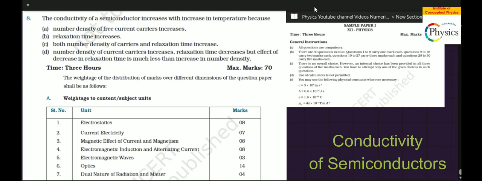So good morning. A very important question from the chapter of semiconductors.